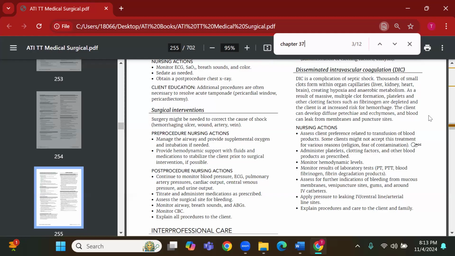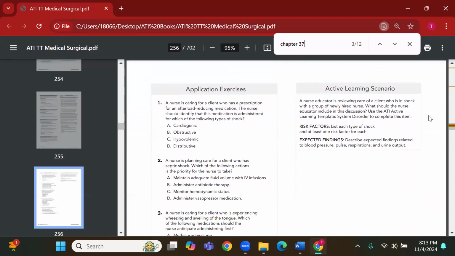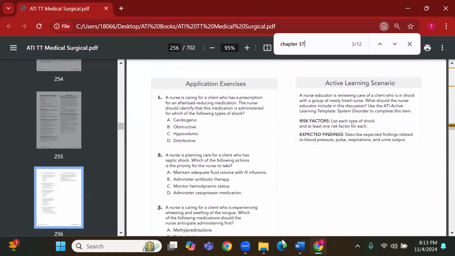Apply pressure to leaking IV central line. Explain procedures. Okay. So I'm going to ask you some questions. I'm going to stop this so everybody can talk.